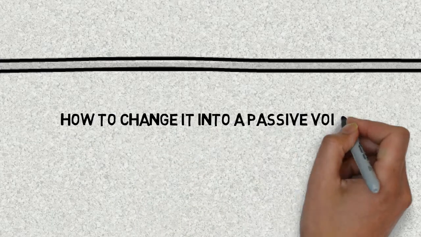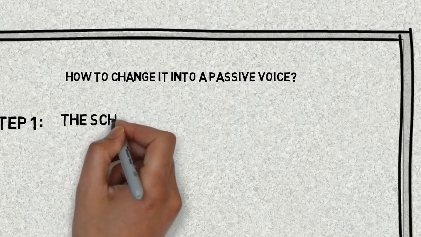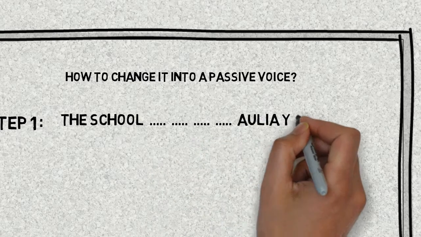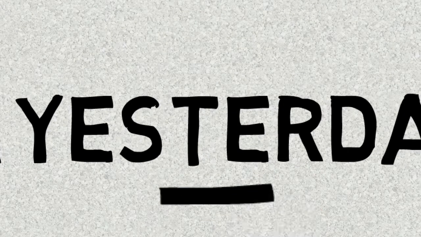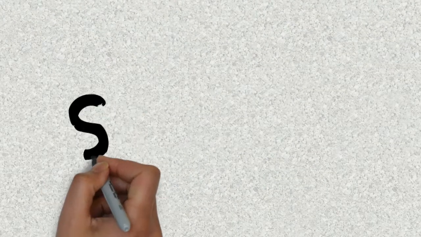How to change it into a passive voice? Step 1. Change the position of the subject and the object, but the informal information stays there. The school is as the object, Aulia is as the subject, yesterday is as the informal information.